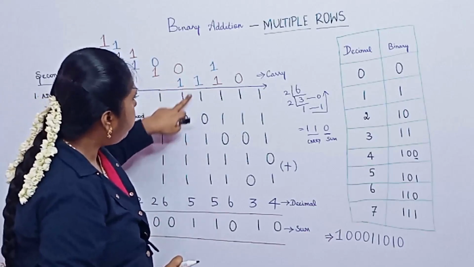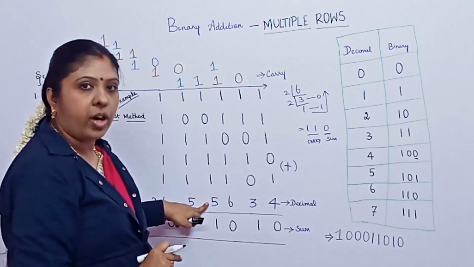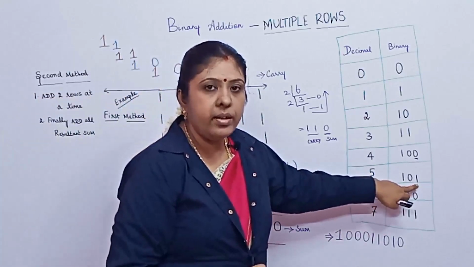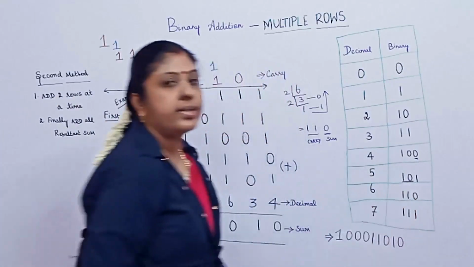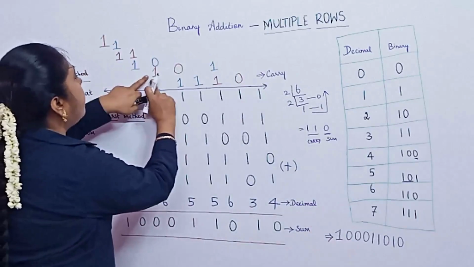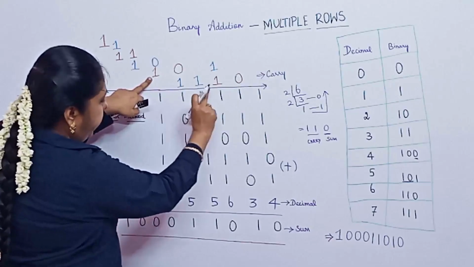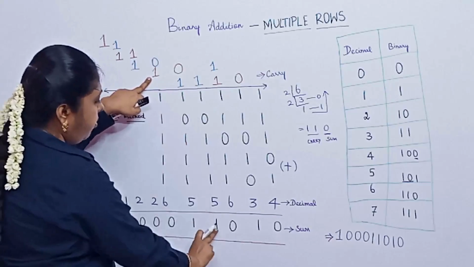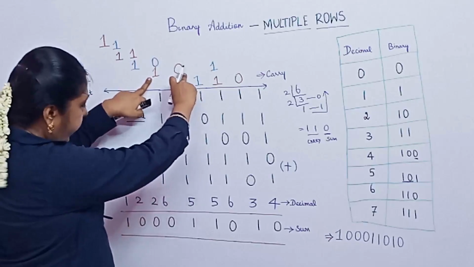Again, this carry bit 1 plus 1, 2, 3, 4. Total 5 ones we are having. For 5 the value is 101. The last digit 1 should be written and 10 should be written as the carry. So for 5, 1 is written here and then this 10 in brown color represents it. Already we are having 1 in the previous one, don't get confused. For this 5, 101, 1 is the sum bit and 10 is the carry bit.